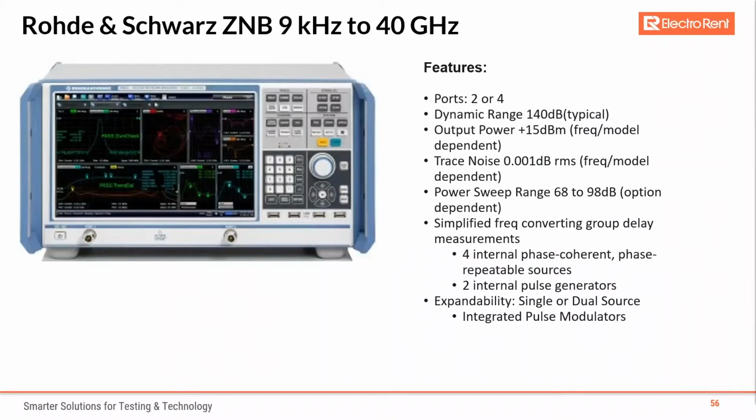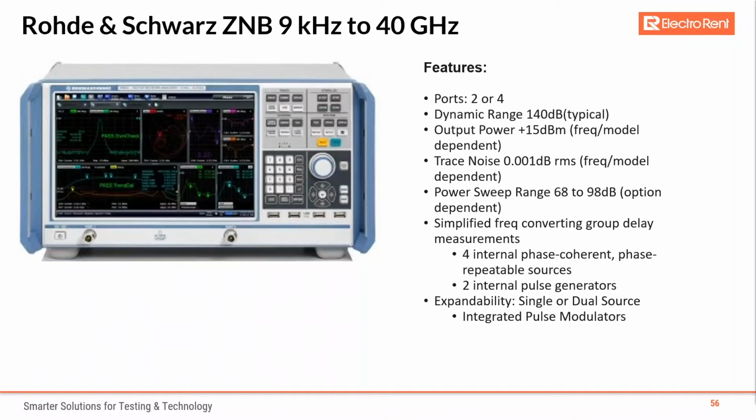Rohde & Schwarz has their ZNB series. It's available also in 2 or 4 ports, has excellent dynamic range as well. And just as with the ENA series, this is a great unit used for general purpose testing, so S parameter measurements and whatnot. If you need to save some money, this is a good choice to go with. Excellent touchscreen capability that's on this. Has an easy to use graphical user interface.